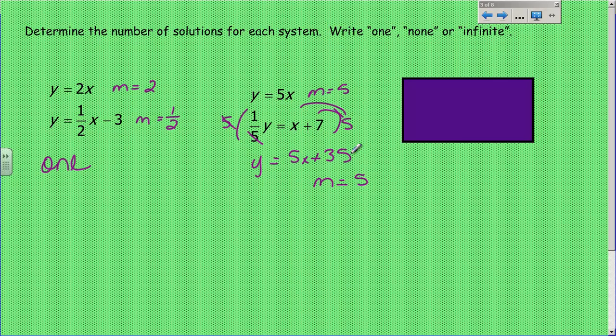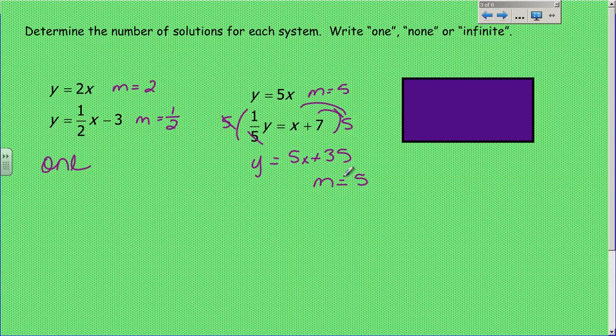Now, because my slopes here are the same, m equals 5 and m equals 5, it means that they cannot be intersecting. They won't just have one solution. It tells me that these are either parallel lines, because the slope is the same, or they're coincident lines, which means they are the same line.